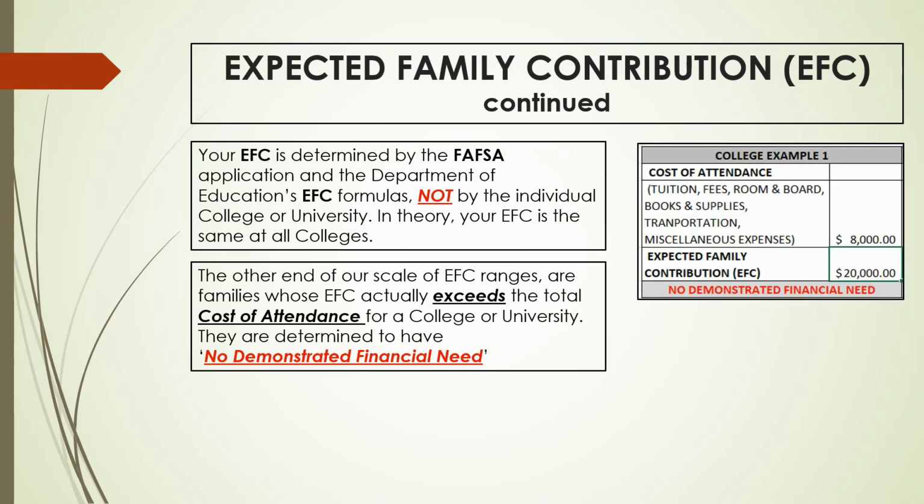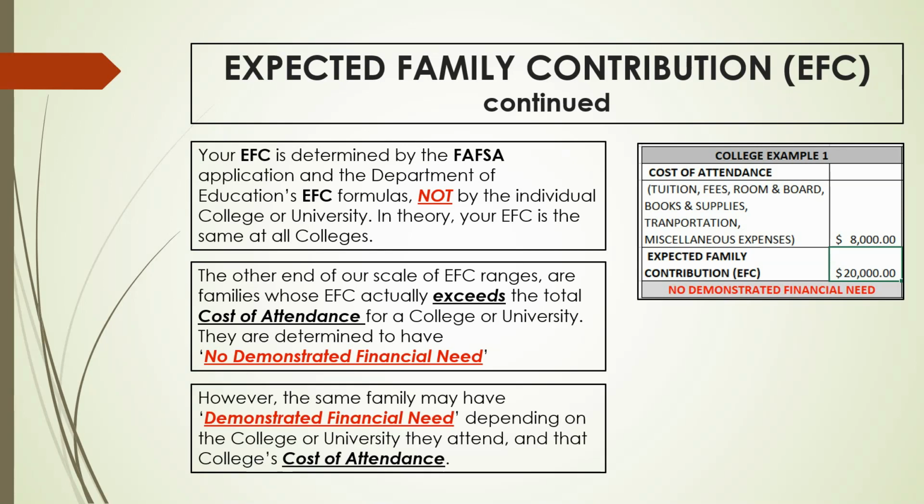So let's look at an example here. Let's say the cost of attendance for your college was $8,000 for tuition, fees, room and board, books, supplies, transportation, and miscellaneous expenses. So this is probably a 2-year junior college or community college. Now your FAFSA EFC comes out to $20,000. Since that $20,000 is greater than the $8,000, you're considered to have no demonstrated financial need.